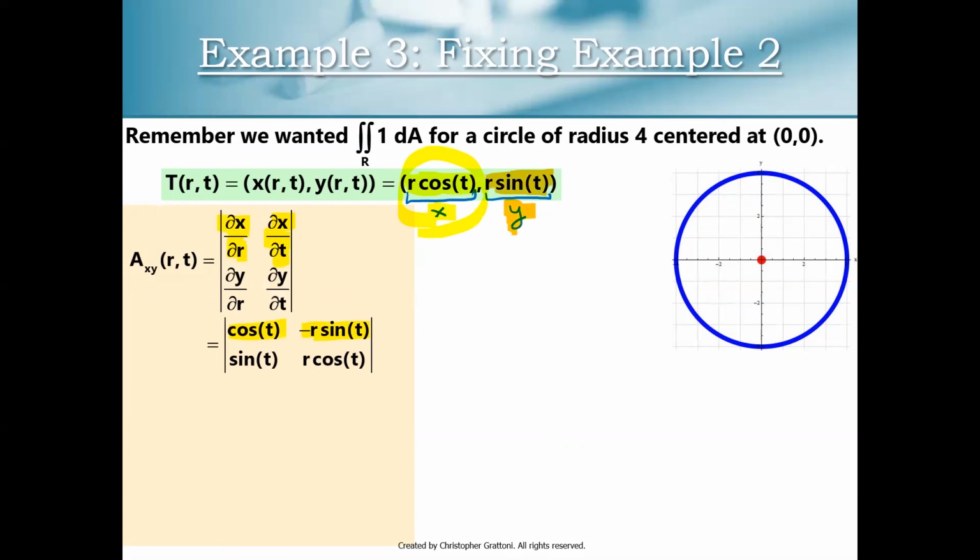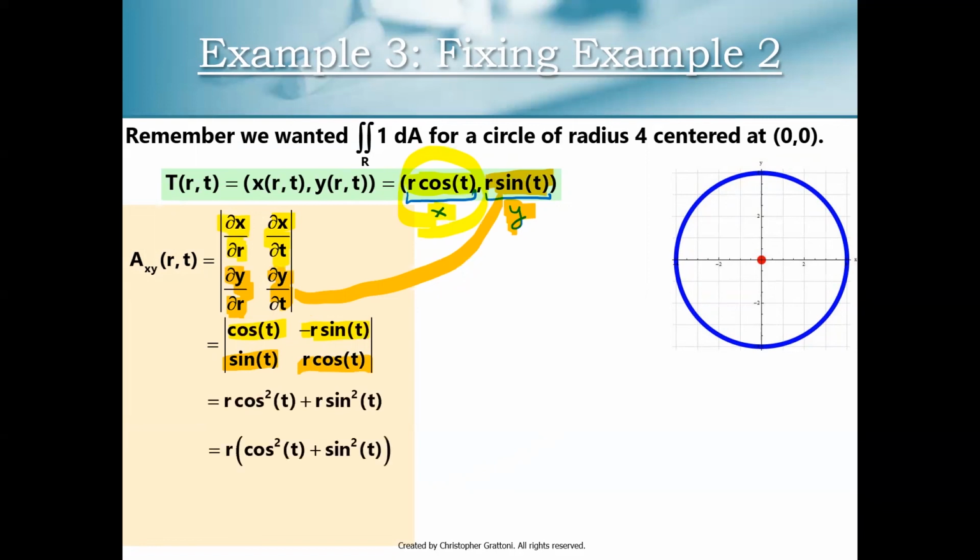So dy dr is the partial derivative of r sine t with respect to r. I just get sine t. And then similarly, my dy dt is the partial derivative of r sine t with respect to t, and I got r cosine t. I need to compute that 2x2 determinant, and I get r cosine squared plus r sine squared. You guys know the Pythagorean identity, so that just comes out to r.